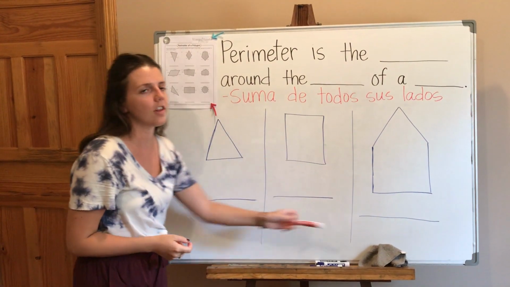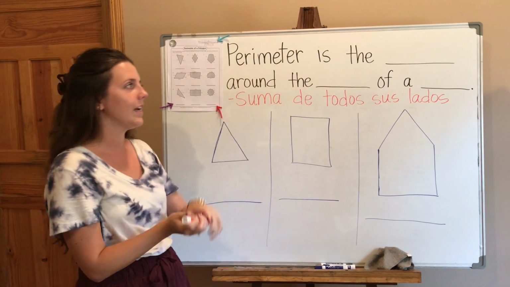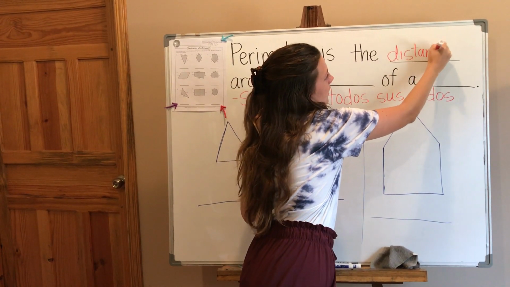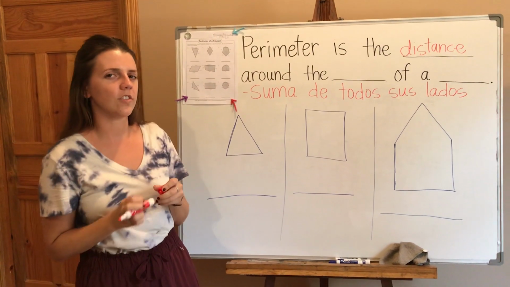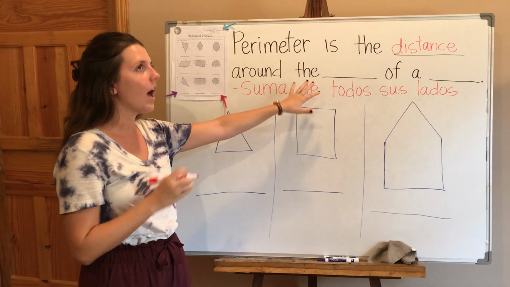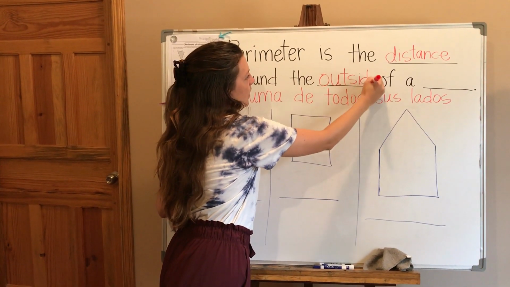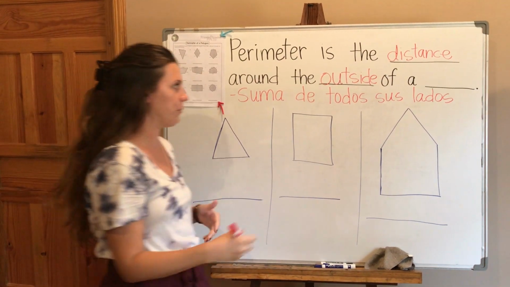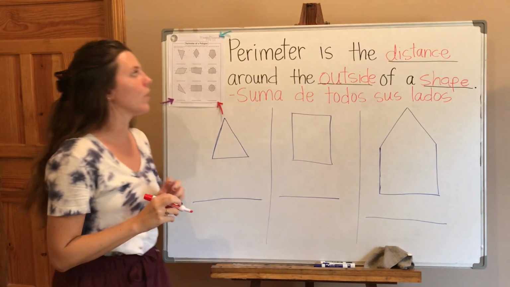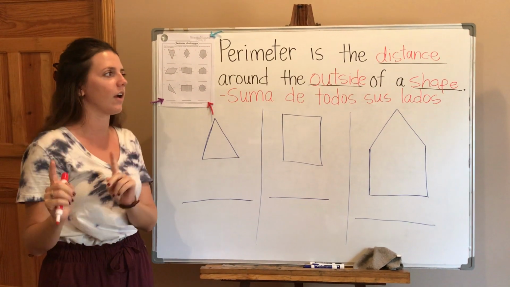And I wrote the words to the song on the board up here, so let's see if we can fill them in. Perimeter is the distance. Can you think of a Spanish word that sounds like the word distance? Distancia. Around the outside of a shape. So our song says, perimeter is the distance around the outside, around the outside, around the outside.